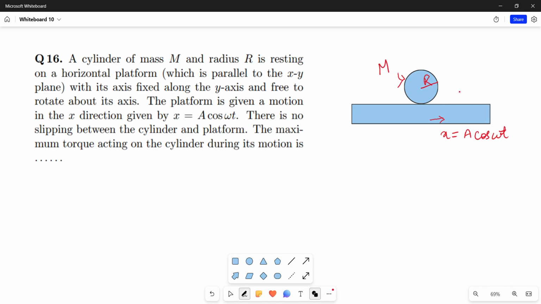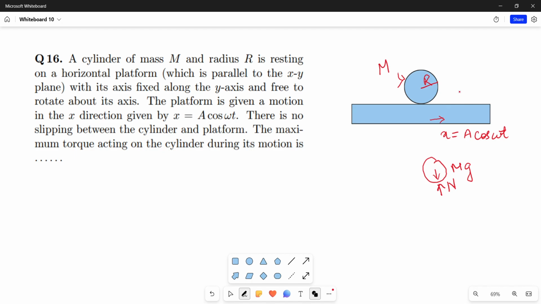So first of all, we will draw the FBD of this cylinder. So forces acting on this cylinder are its weight mg, and the normal reaction N, and the contact force, which is the frictional force. One contact force is normal reaction, and another contact force is frictional force. This frictional force is static in nature, so the direction is adjusted according to the description of motion. So I am not showing the direction right now.